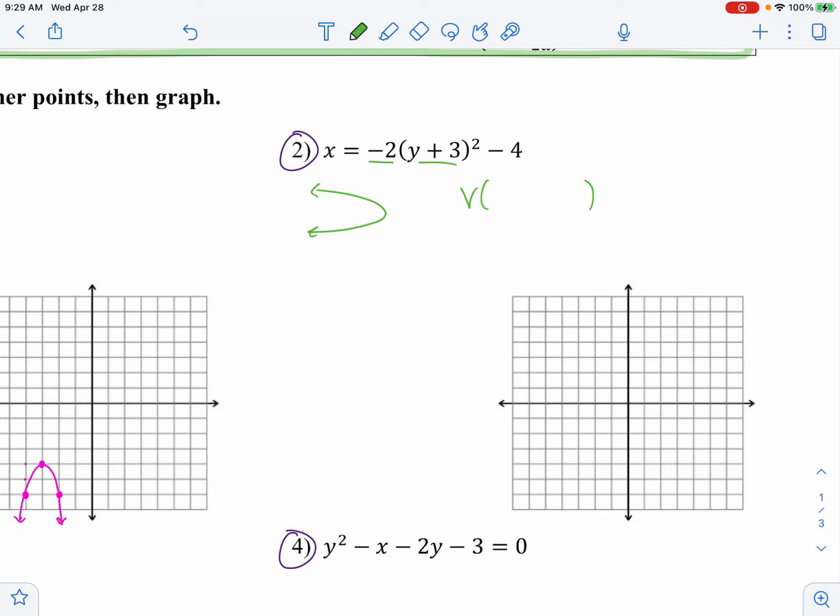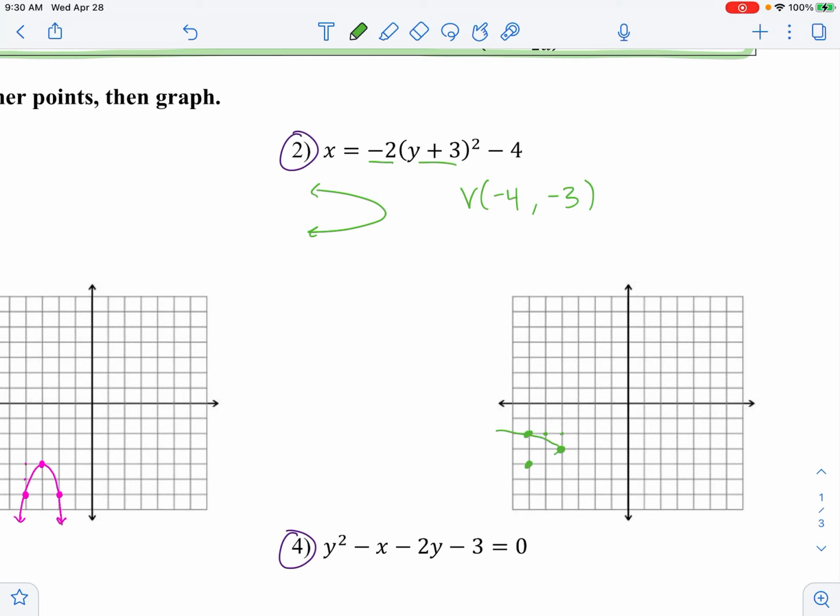Inside with the y, it says +3, so my y value is -3. Outside, I have a -4. That's my x value. My vertex is at -4, -3, so I'll draw that. And then I'm going to turn my paper so that the left-hand side is facing up. When I turn it so the left-hand side is facing up, now I'm just thinking about my original parent function and how it stretches. I used to go over 1 and up 1, but I'm going to stretch and go up 2. And then I have symmetry.